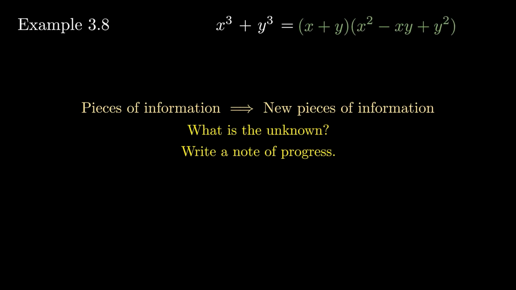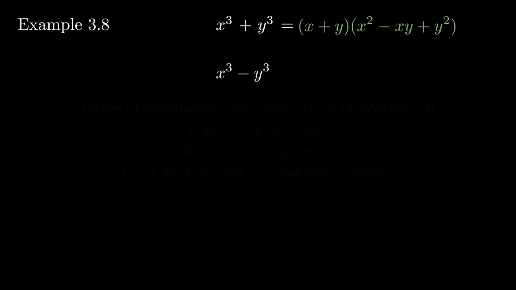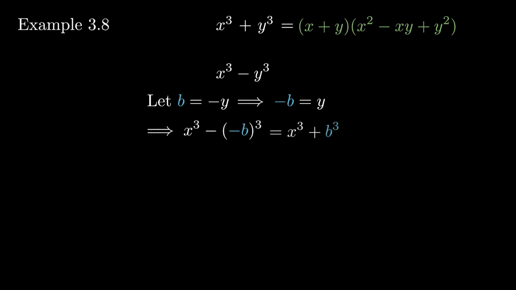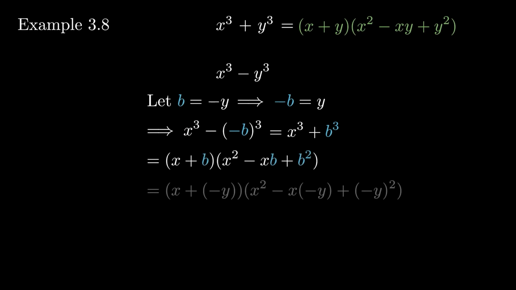It's often important that we reflect on what we've found. Can you use the result for an analogous, almost equally important problem? And in this case, we can use it to derive the difference of cubes. Here, I can use a technique called substitution. Let b equal negative x. And after finding its implications, we substitute the b in for x. We have a sum of cubes again, which we know how to factor. Now we just resubstitute.